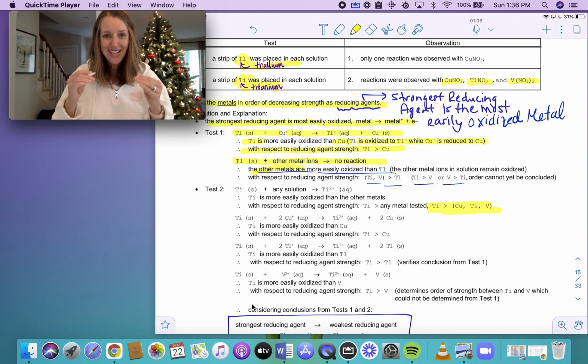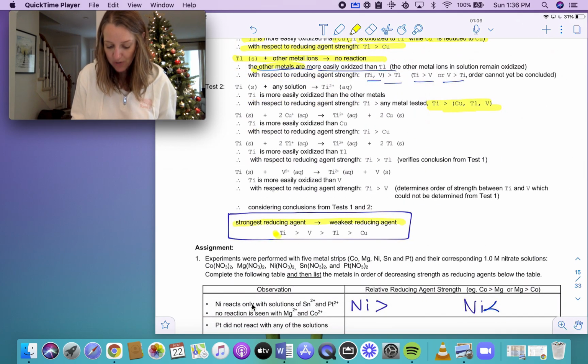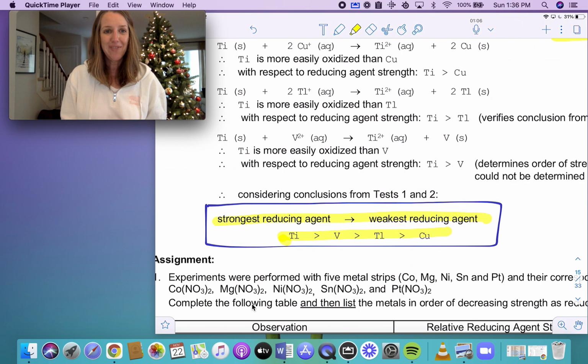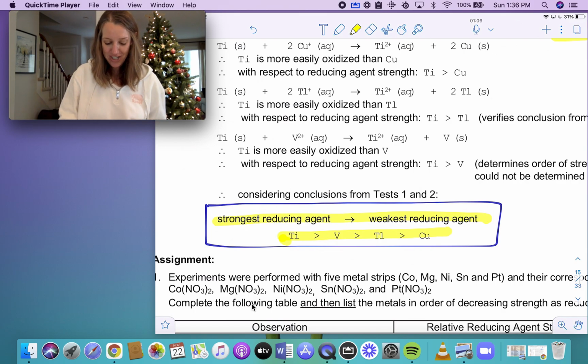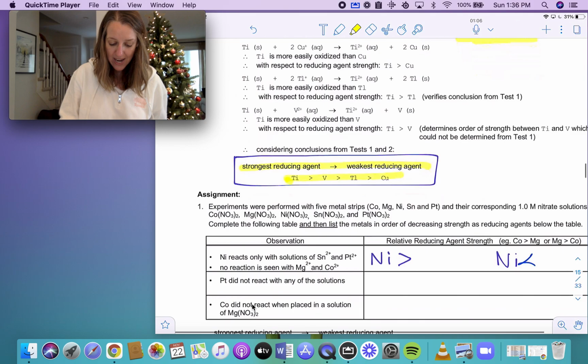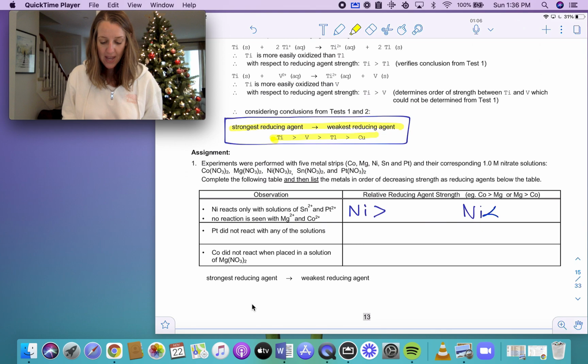So read through all of these summaries that you can work through to summarize these observations, and in the very end, this is what you come up with. If the question says, give me the strongest reducing agent to the weakest reducing agent, titanium was greater than vanadium, which was greater than thallium, which was greater than copper. Okay? That's your practice question. And now I want you to work away at the rest of these questions for fun with your lab partner. Okay, and you're going to summarize in the table just like we've summarized up above.